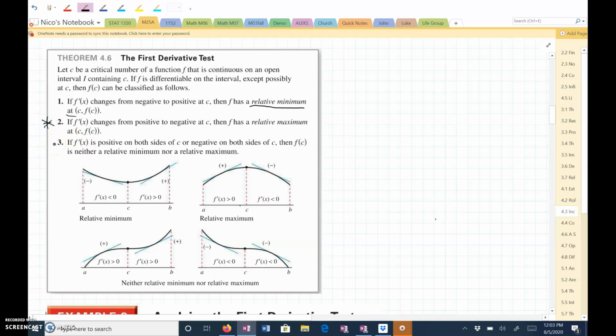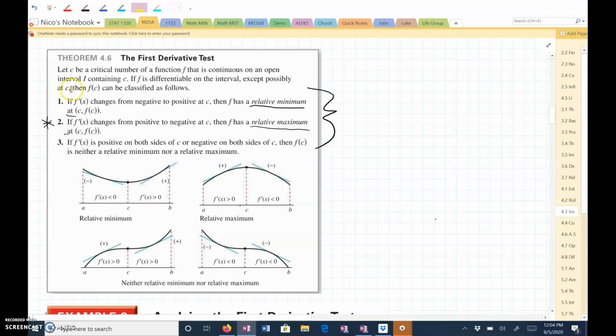Number 2, if the derivative of f(x) changes from positive to negative at c, then f has a relative maximum at (c, f(c)). 3. If the derivative of f(x) is positive on both sides or negative on both sides, then f(c) is neither a relative min nor a maximum. So let's look at these diagrams down here to illustrate what these three possibilities for the derivative test are trying to illustrate.